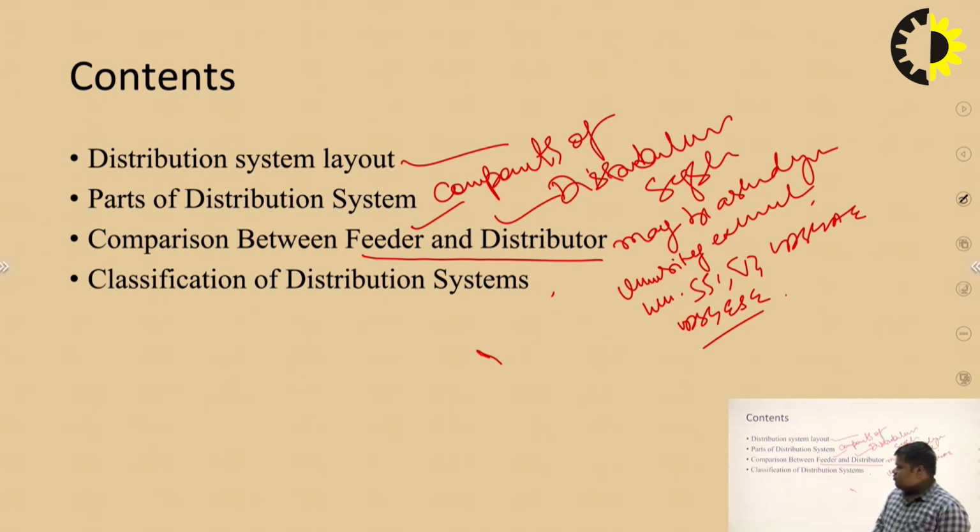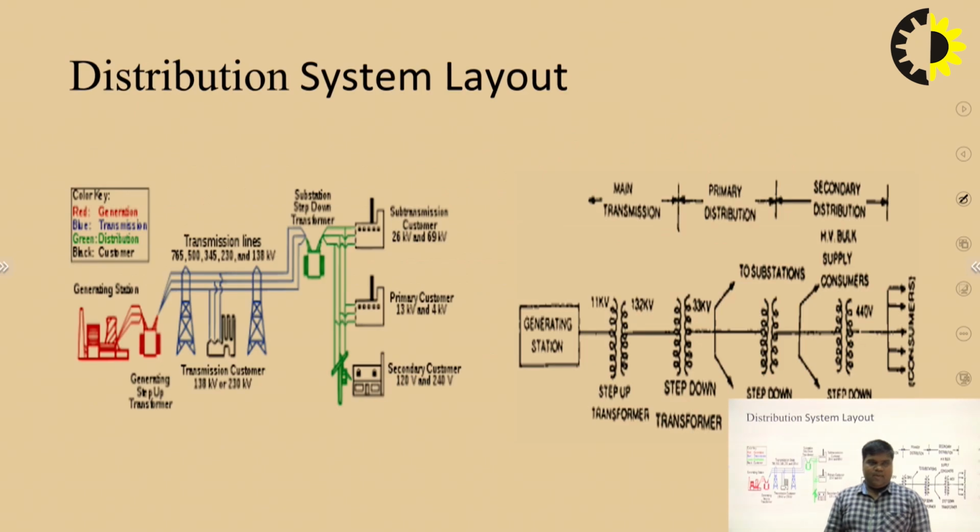The fourth part is classification of distribution system. So in this lecture I will discuss a few points: what is the layout of distribution system, what are its components and parts, the comparison between the feeder and the distributor, and last, what is the classification.